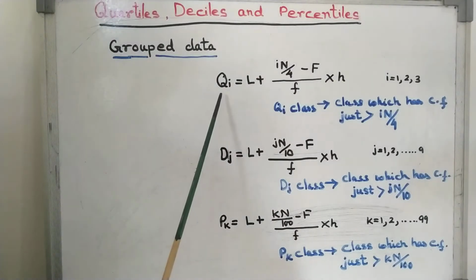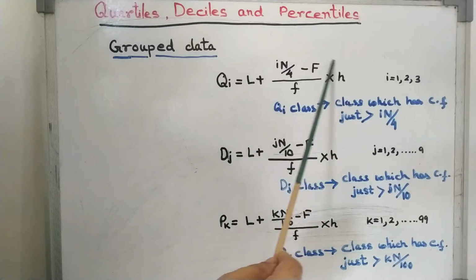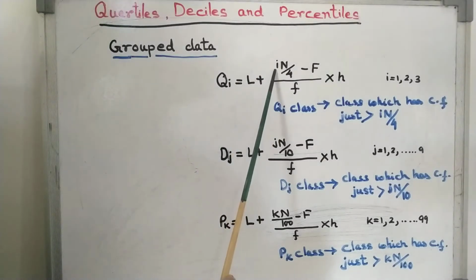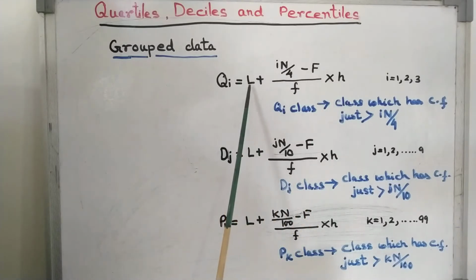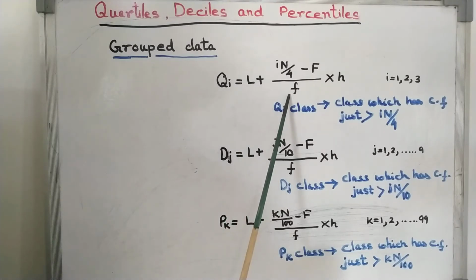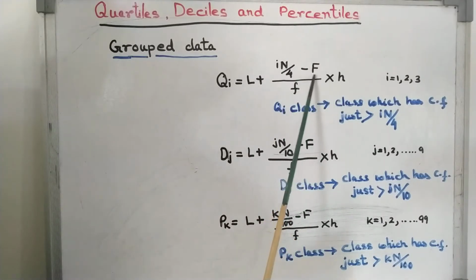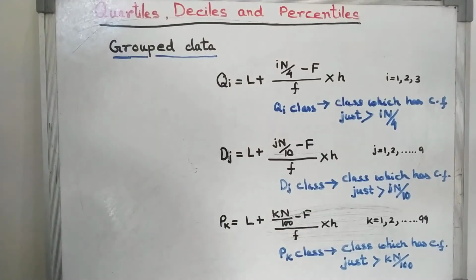So let's start with the quartile. This is the formula. Look at the formula. The formula is the same as we use for the median. The difference is here: in the median case, we take n by 2. The rest is the same. So what is L? L is the lower limit of the quartile class. f is the frequency of the quartile class, and F is the cumulative frequency just preceding the quartile class, into h. h is the class interval. So this is the formula.